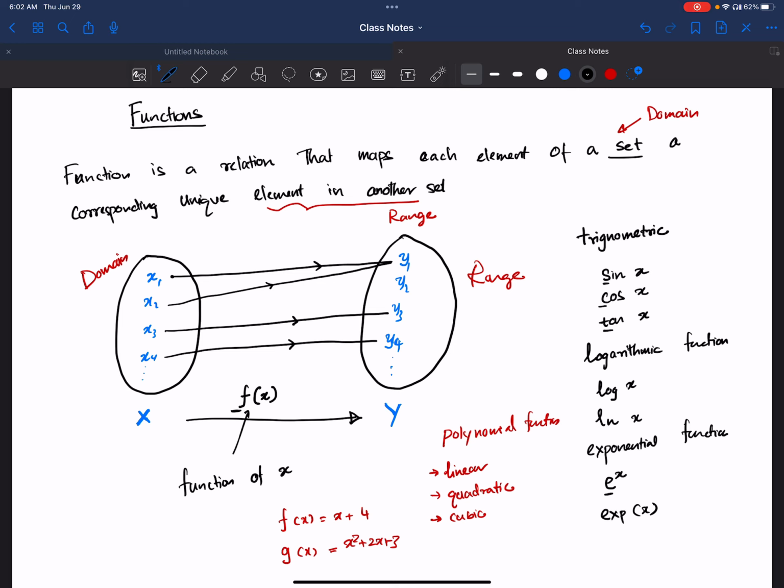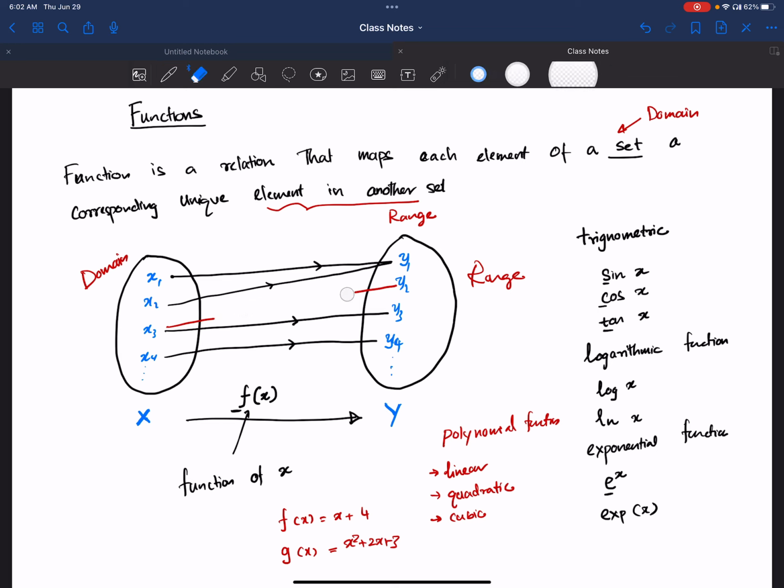However, none of the elements in the domain can map to two elements in the codomain. So something like this cannot happen. Now x3 is already mapped to y3. If x3 maps to y2 as well, then that's not a function. If this happens, that is just a relation, it's not a function. Okay, that's the key thing.